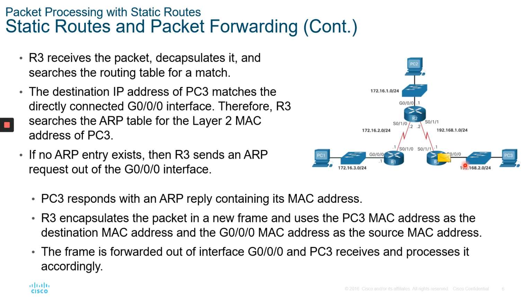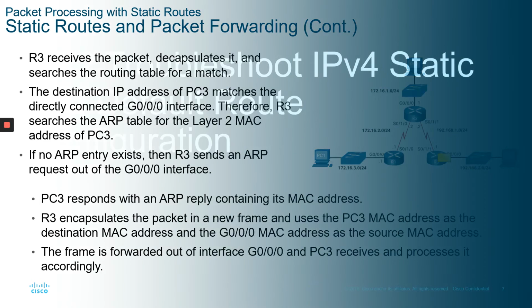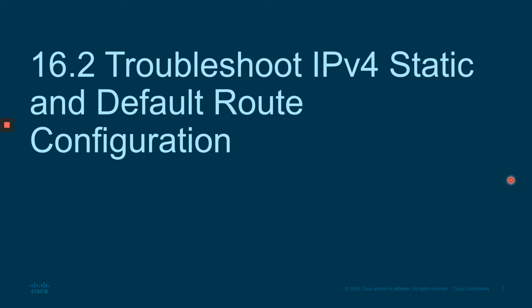If there is no entry in the ARP table, then it's going to send an ARP request. PC3 will receive that ARP request and reply back to R3 with its MAC address. Then R3 will update its ARP table and forward that packet to PC3 using its MAC address. So that's how the packet gets processed.